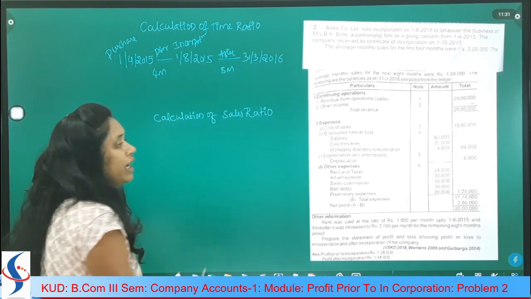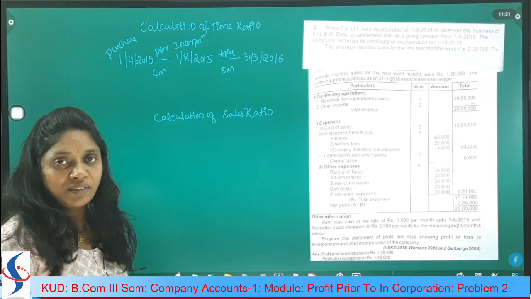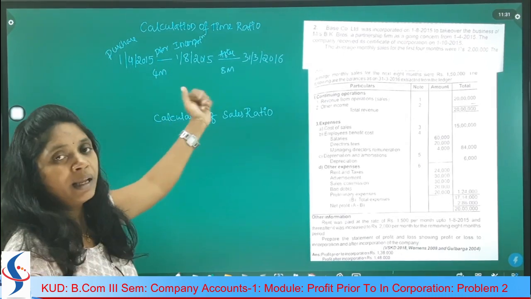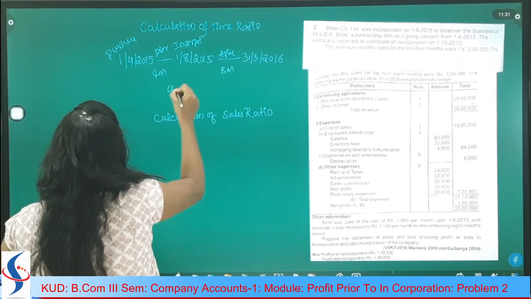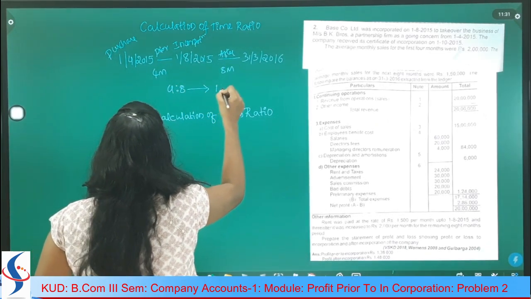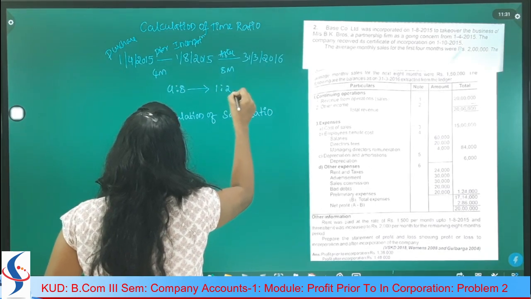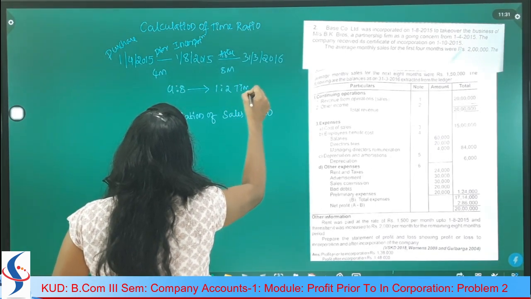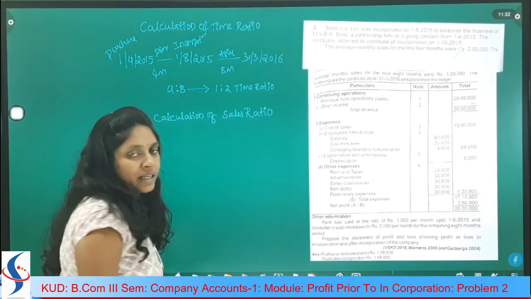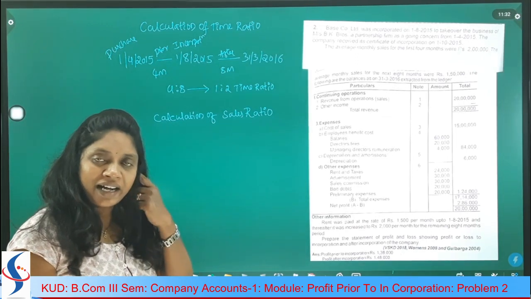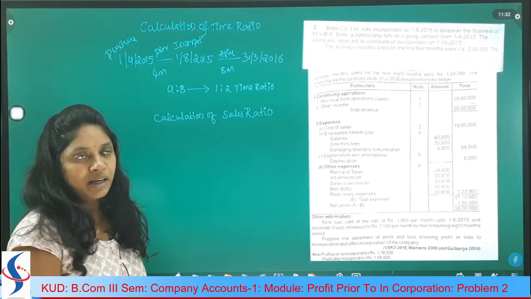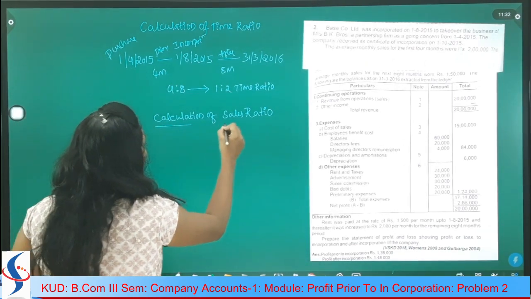There is no need to calculate again from 1st August to 31st March. It is quite simple. Out of 12, if you remove the prior period, then the remaining period will be the after period. So therefore, 4:8 will be our time ratio. In simplification, we can simplify it as 1:2, and the time ratio is always used to divide fixed expenses like rent, rates, salaries, etc. Hope you understood how to calculate time ratio. Next we'll move on to sales ratio.